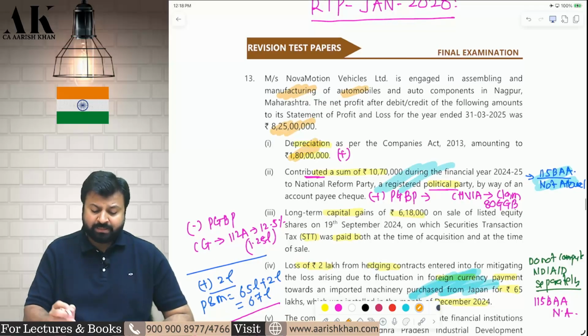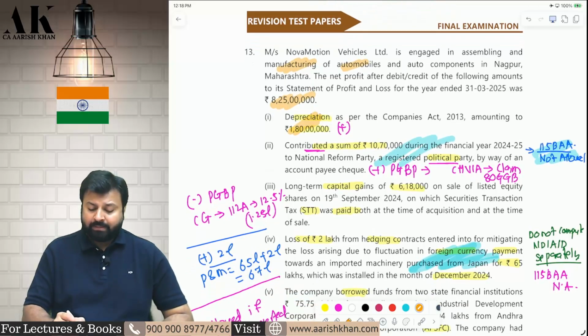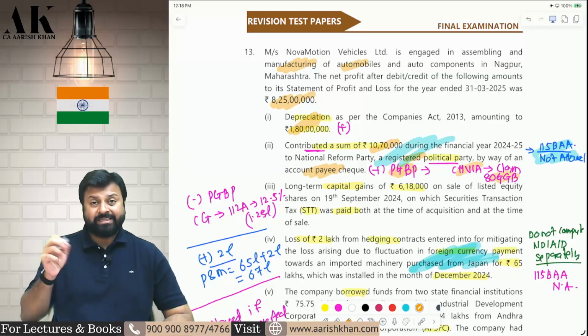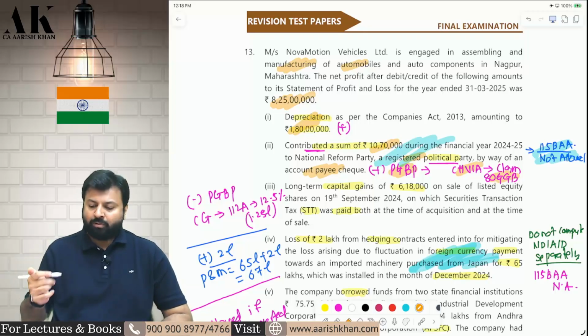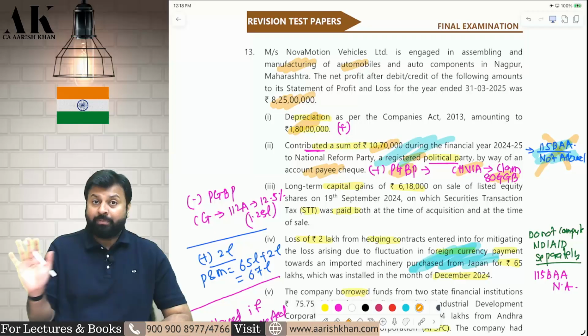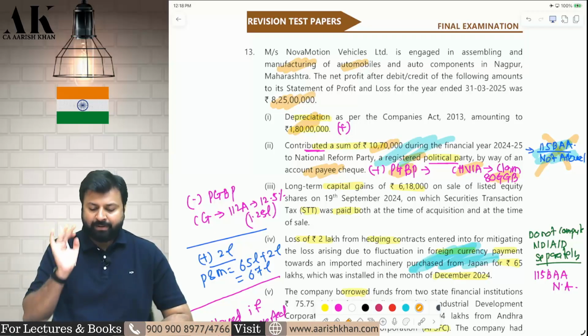The very first adjustment is depreciation that you will add back. Okay. The next adjustment is you are giving some donation to a political party by account payee cheque. Therefore, in PGBP it will be disallowed, but in Chapter 6A, in 80GGB, 80GGC, you can take that deduction, because in normal provision it is allowed if you make the payment by online mode, but in 115BAA it will not be allowed. Okay, I am saying side by side 115BAA effect also.